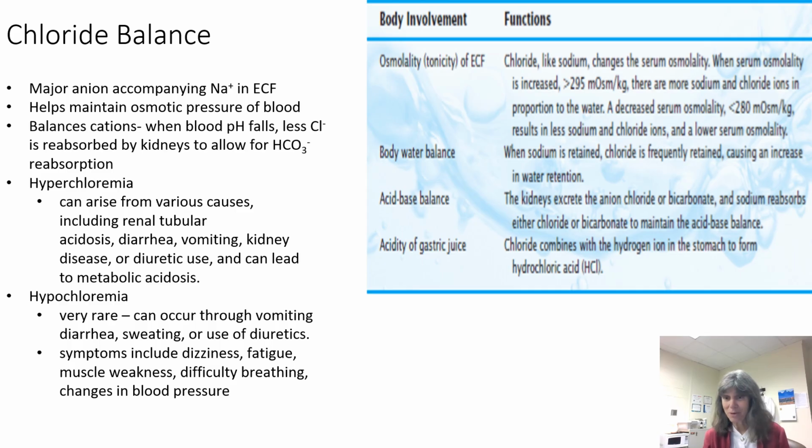You'll remember from AMP1 that when salts, like sodium chloride, are placed in water, which is what most of our body is made of, they dissociate into ions, which we refer to as electrolytes. Sodium is a positively charged cation, and the major anion in extracellular fluid is going to be chloride. Chloride is that negatively charged anion that accompanies sodium. And chloride can also help maintain osmotic pressure in the bloodstream.